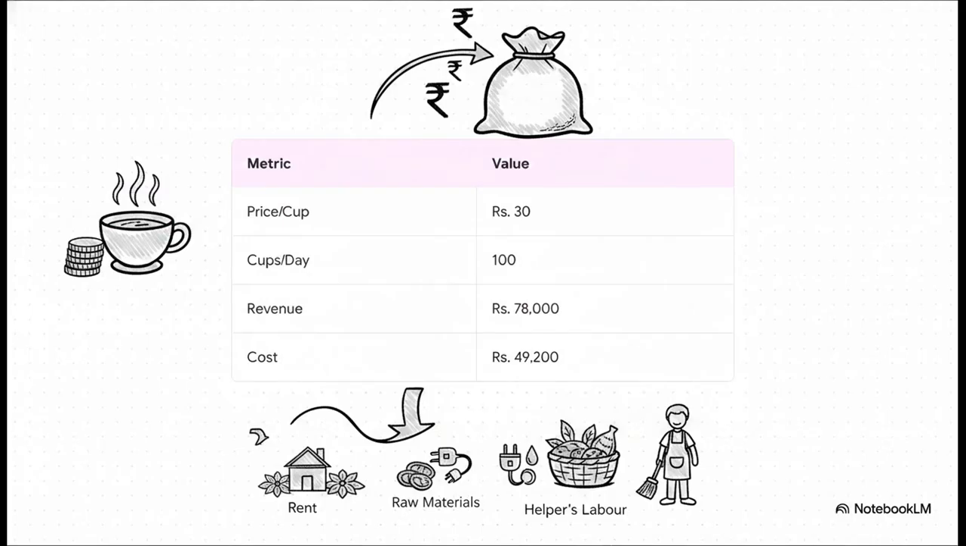Let's plug in the actual numbers for our Chai Dukan base case. Imagine we assume we sell 100 cups a day at 30 rupees a cup, working 26 days a month. Run the calculation and boom, that generates 78,000 rupees in monthly revenue. But wait, we have to subtract operational costs, right? Raw materials, rent, utilities, paying a helper, that brings our total monthly cost to 49,200 rupees.